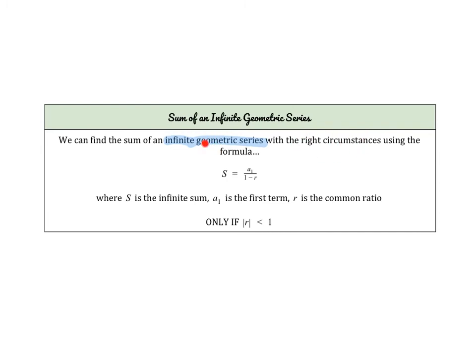So 1, it definitely has to be geometric, and 2, this will only work if the absolute value of your common ratio, which is r, is less than 1, meaning another way of thinking about it is that your common ratio must be between -1 and +1. Now, if your common ratio is not between -1 and +1, it is not possible to find the infinite geometric sum or series. So sometimes, your answer will just be not possible or does not exist.